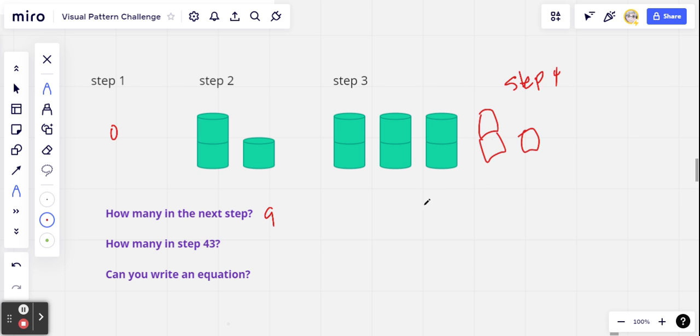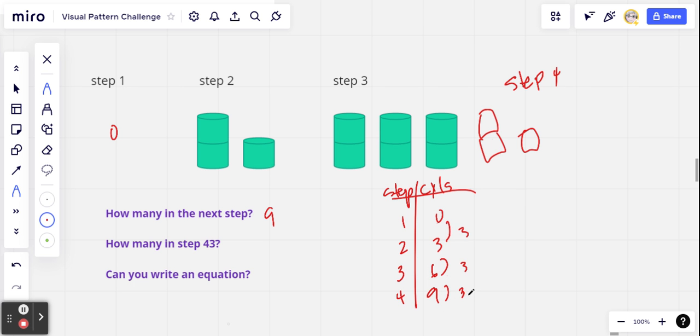Let's take a moment to analyze these numbers. I'm going to make a chart with the step number and the number of cylinders. So in step 1, we've got 0. In step 2, we've got 3. In step 3, we've got 6. And in step 4, we're predicting 9. If we take the difference between each step, 3 minus 0 is 3, 6 minus 3 is 3, and 9 minus 6 is 3, we get a constant right away in the differences. That means this is a linear equation.